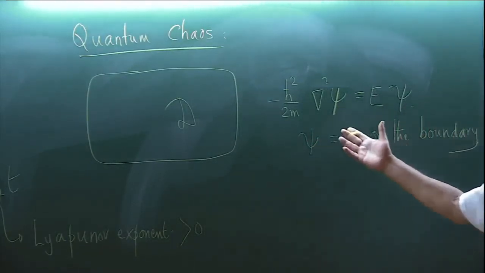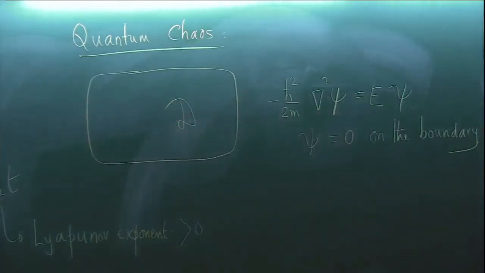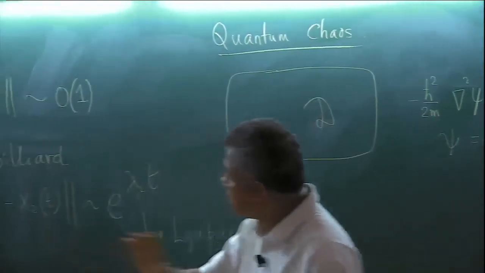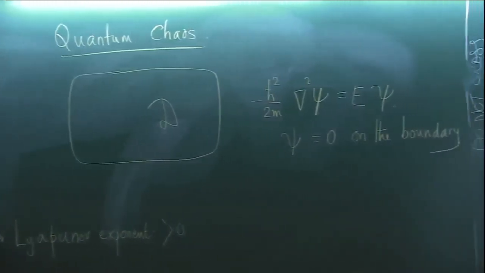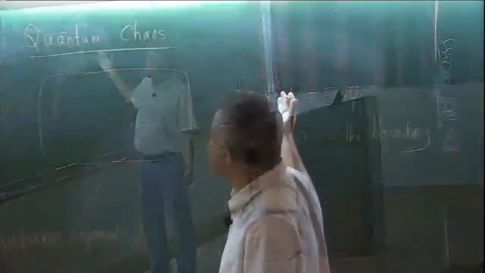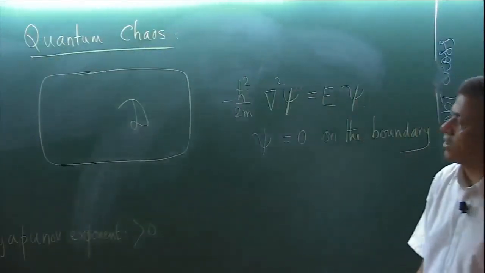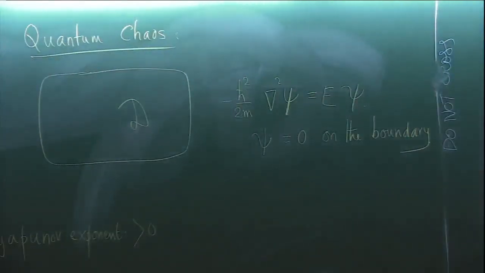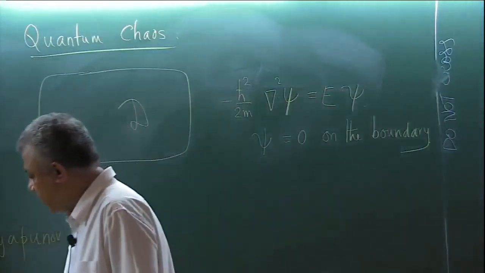So how do I know? Classically, you see that there's a rectangle and there's a billiard. A slight change of geometry makes the system go from regular to chaotic. If I take a rectangle and solve the Schrodinger equation, and then take the billiard and again solve the Schrodinger equation, what difference do I see? So how do I know whether this system is quantum mechanically chaotic or not?